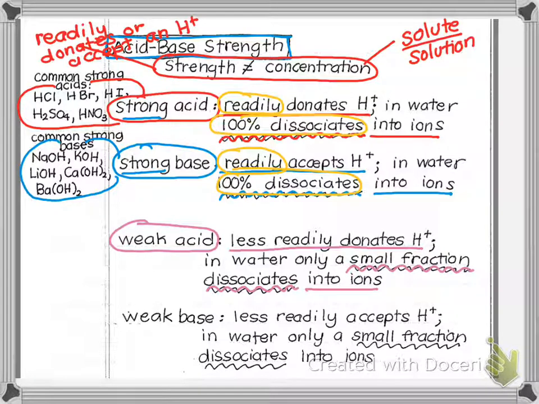And weak bases, notice the word weak, also are less readily going to accept hydrogens. And again, in water, only a small fraction dissociate into ions. So the idea that distinguishes strong and weak: strong readily dissociate, readily donate or accept, and 100% dissociation. Weak are less likely to donate or accept, and only a small fraction dissociate to form ions.